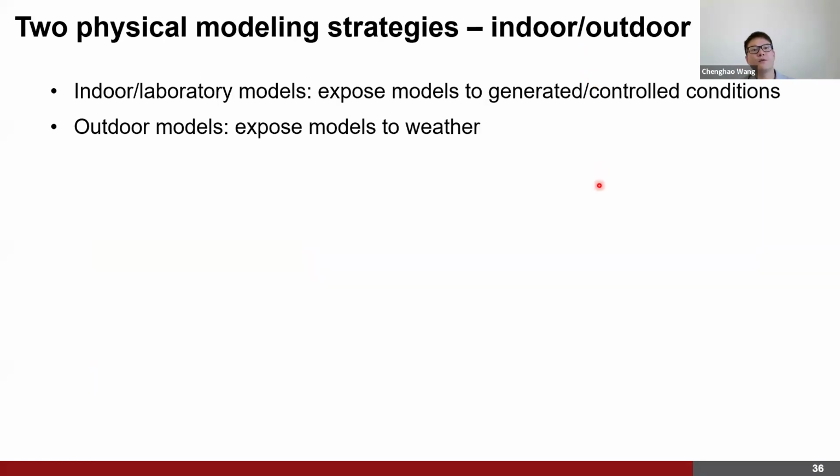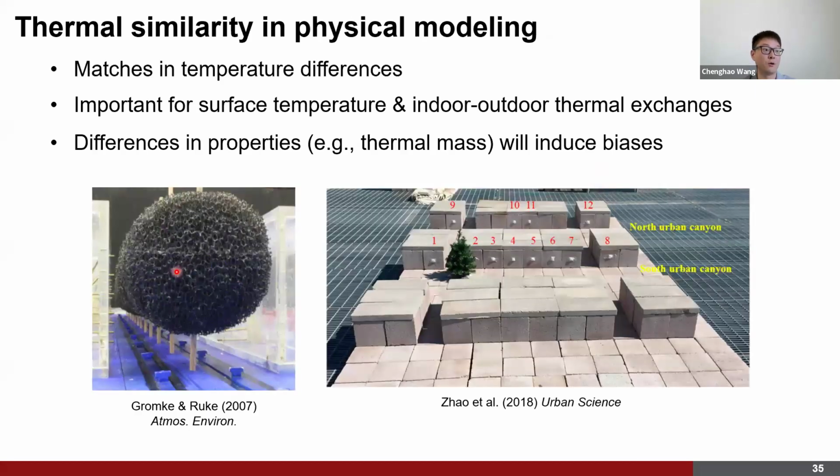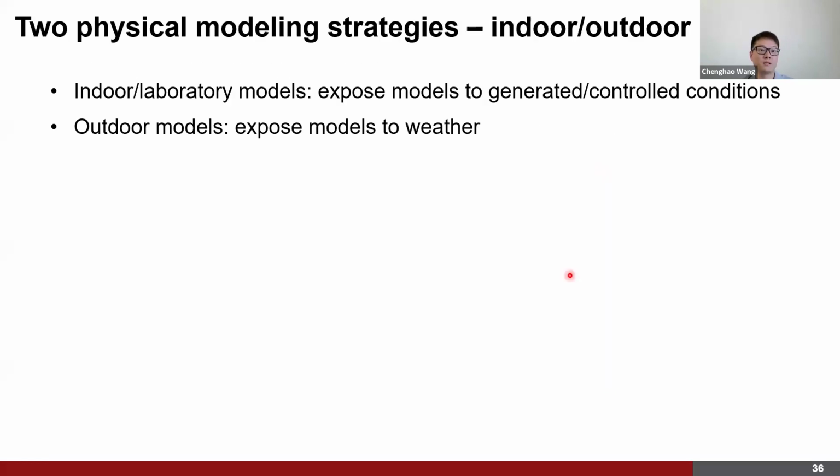So as you can see from the examples I just showed, these scale models can be both indoor and outdoor, right? This one is indoor within a wind tunnel, and this one is outdoor, exposed to the real weather. The major difference is, of course, that indoor models only experience some controlled or designed environmental conditions, while outdoor models experience actual weather conditions and can really interact with the real atmosphere. So let's first talk about some examples of indoor models.